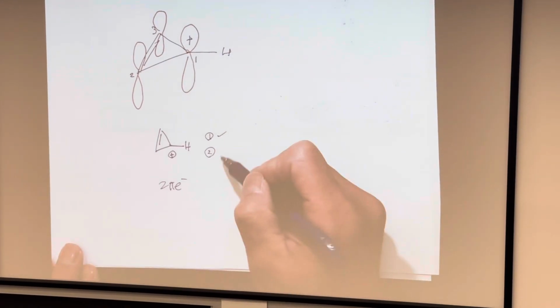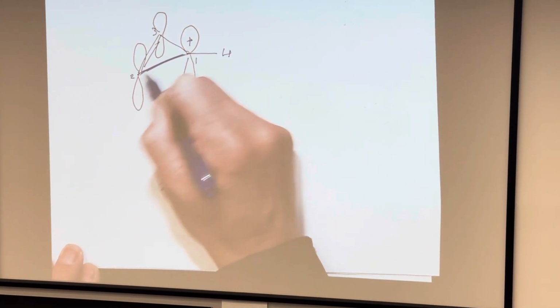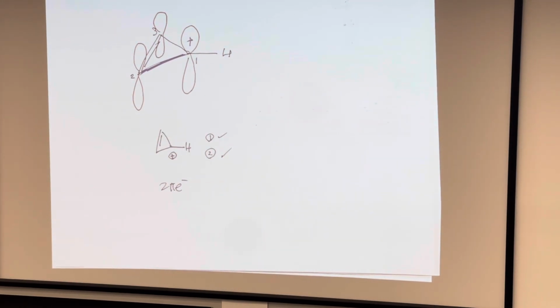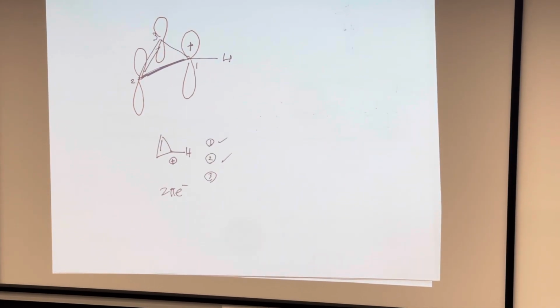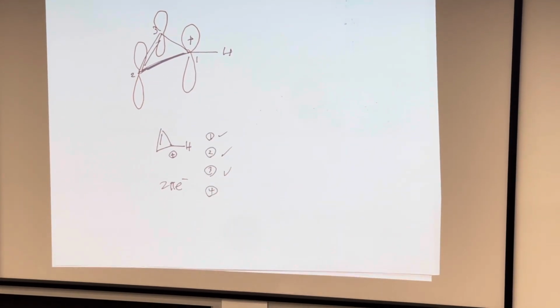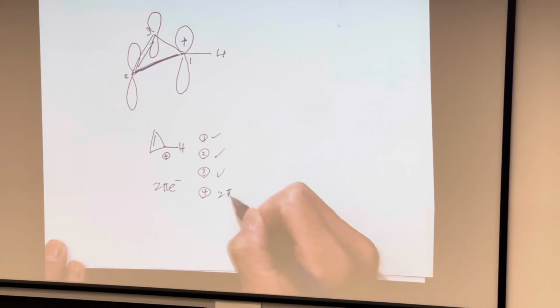Okay? Carbon 2. So this bond is in front of us. Okay? The bond 1, 3 is at the back. Okay, at the back. And number 3. Is the molecule flat? Yes, the molecule is flat. And then number 4, how many pi electrons? We got 2 pi electrons.